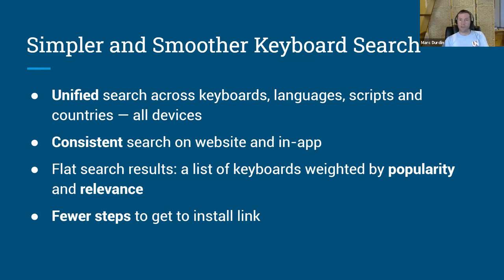So what we've done now is we've unified that search across all the different devices, on the website and in the app. The search you do on the website on keyman.com and the search you do in the Keyman app will produce exactly the same results. We've also simplified the search to make it more search engine-like. So it returns a single list of results, so you don't have to drill down into multiple levels to find what you're looking for. We kind of like drilling down in a tree type of structure because we're computer programmers, but it actually doesn't work quite as well as having a single list.